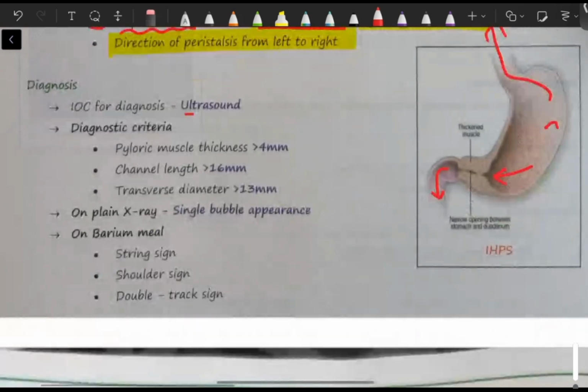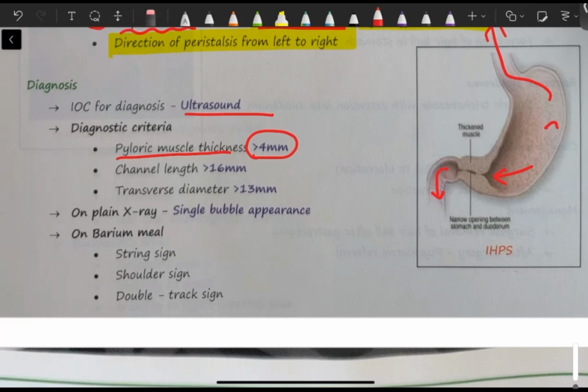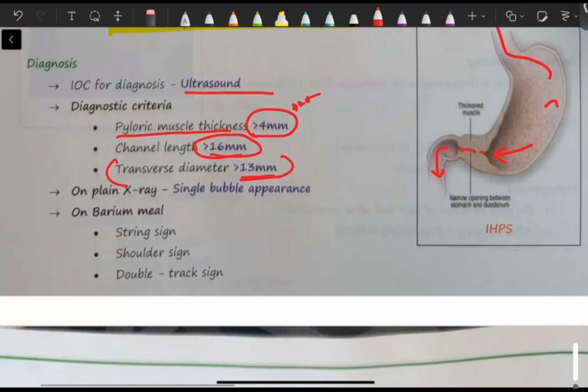We will go for ultrasound, and on ultrasound we'll see the pyloric muscle thickness. If it is hypertrophied, it will be more than 4 millimeters, and the channel length will be more than 16 mm. Transverse diameter of the pyloric muscle will be more than 13 mm. Basically this one is enough to remember: on ultrasound, pyloric muscle thickness is more than 4 mm.